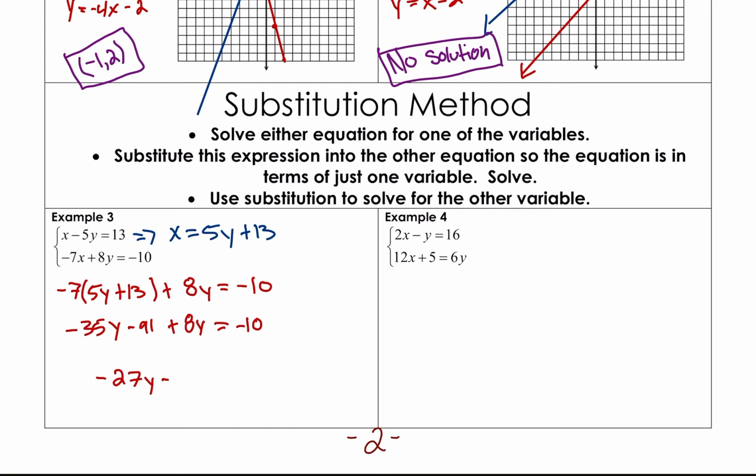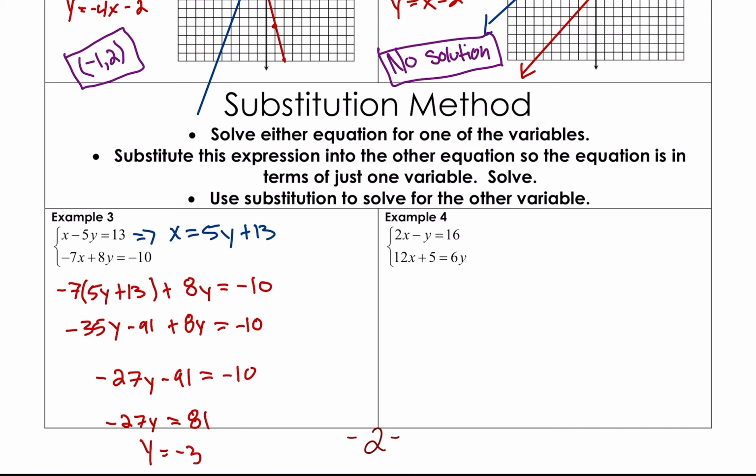And then I've still got that -91 is equal to -10. I'm going to add 91 to both sides. End up with -27y is equal to 81. Then my last step would be to divide both sides by -27. That would give me y is equal to -3.